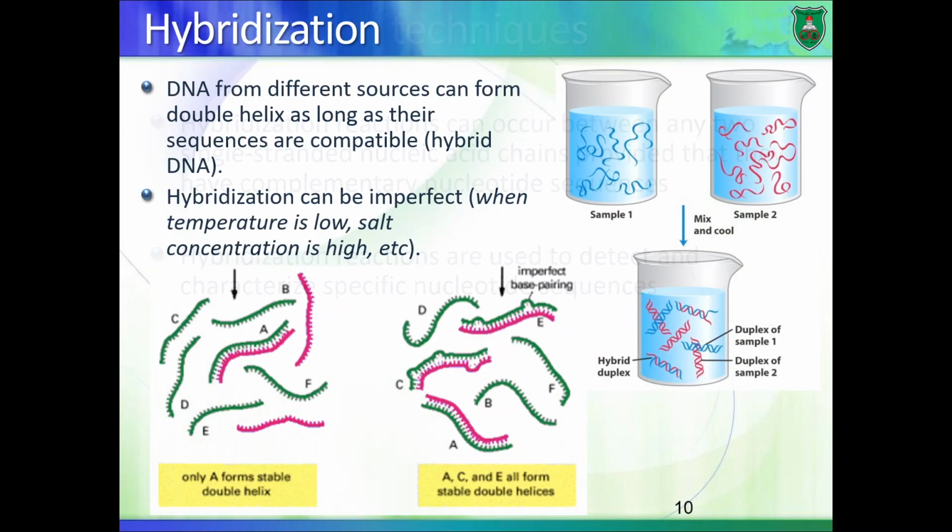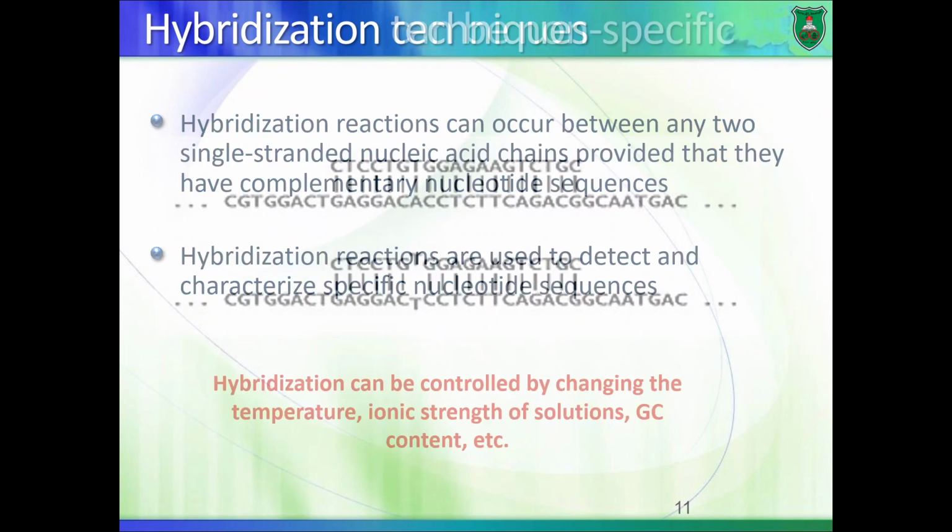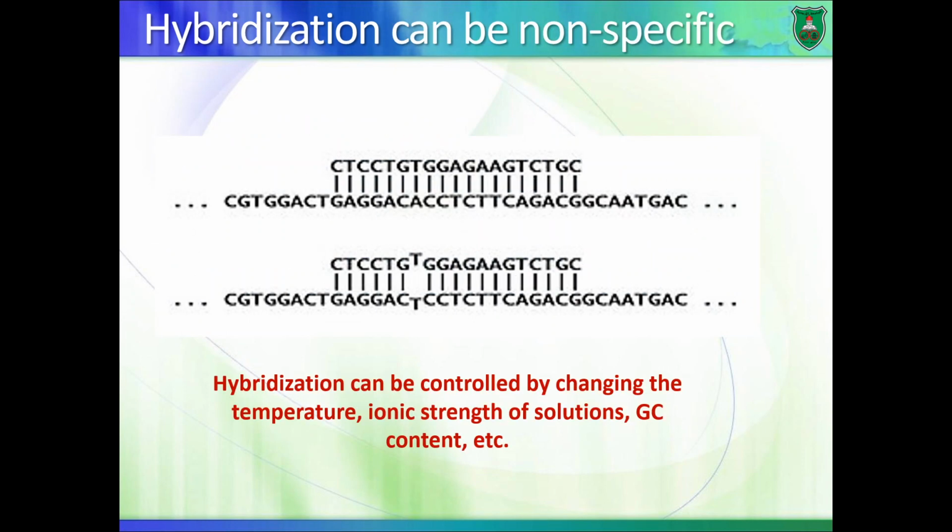That is the formation of a DNA molecule that is made of two different strands from different sources. And it's based on the concept of complementarity. That is the formation of hydrogen bonds between two strands because they are complementary to each other. Okay, so we can have imperfect hybridization.